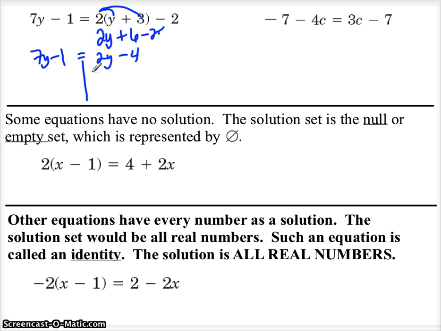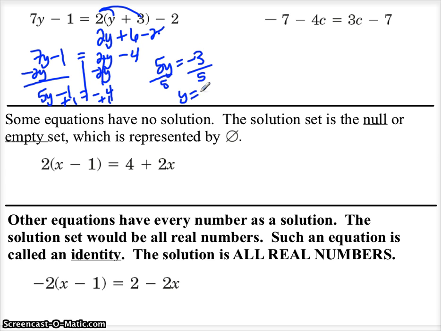Move your variables to one side. So I'm going to subtract the 2y. I get 5y minus 1 equals negative 4. Then add the 1. 5y equals negative 3. Divide by 5. y equals negative 3/5. So, a little bit harder to check, but you still want to do that.